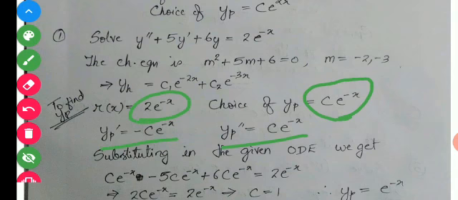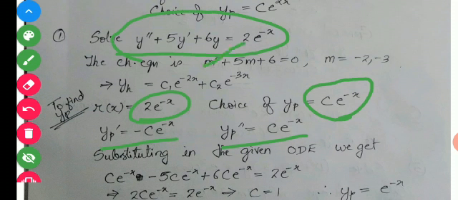Then you have to substitute those values, that is yp dash and yp double dash, in the given equation, and then equate the left hand side and right hand side. So equate both sides of the equation to find your capital C. So that is what we are going to do. Your yp dash is minus c e raised to minus x, yp double dash is c e raised to minus x, given yp is c e raised to minus x. Now substitute those in the given equation.